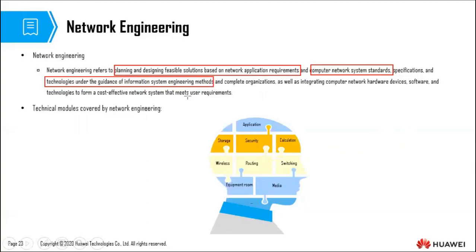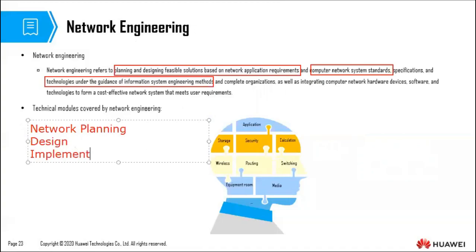Are we together? Now, for you to be called a network engineer, what does it entail? Number one, what is network engineering? As we've said, a network engineer has to do network planning. That's number one. Are we together? Then design, then implementation, then commissioning and troubleshooting of the network. So network planning, design, then you implement, then you commission. Commissioning is launching, then you troubleshoot.